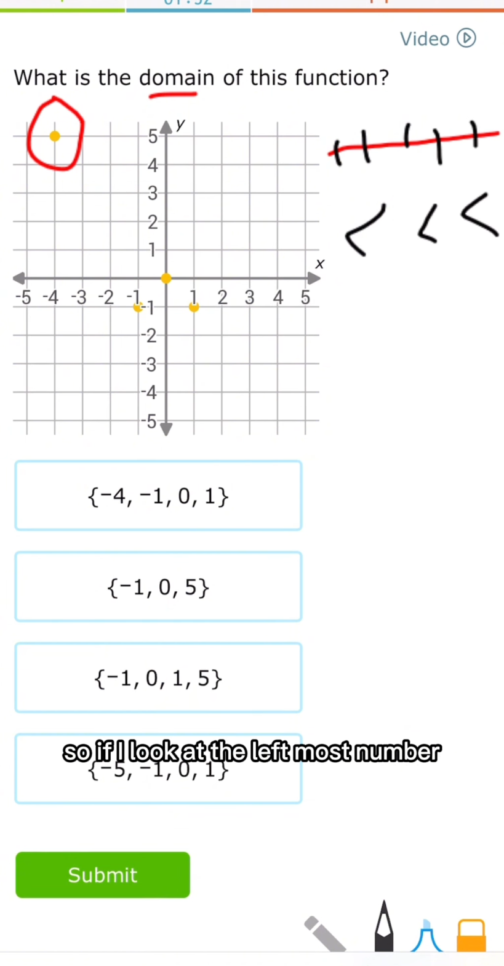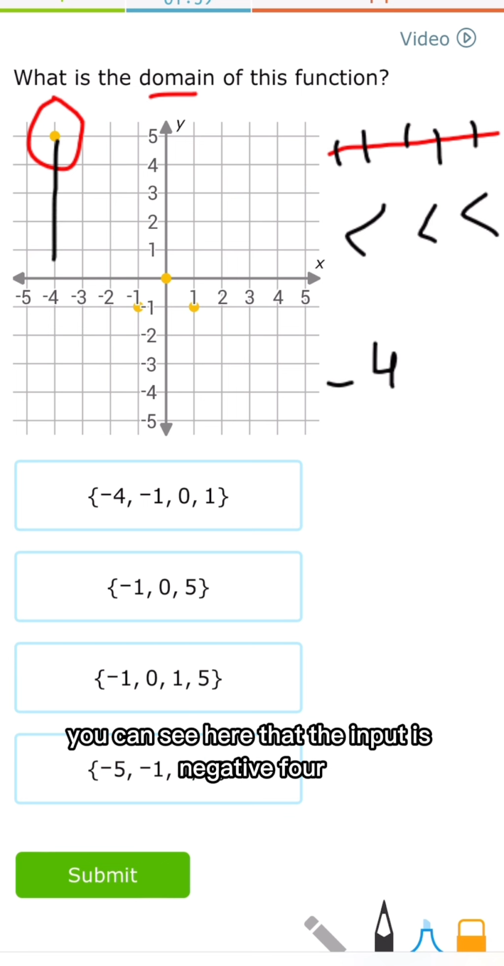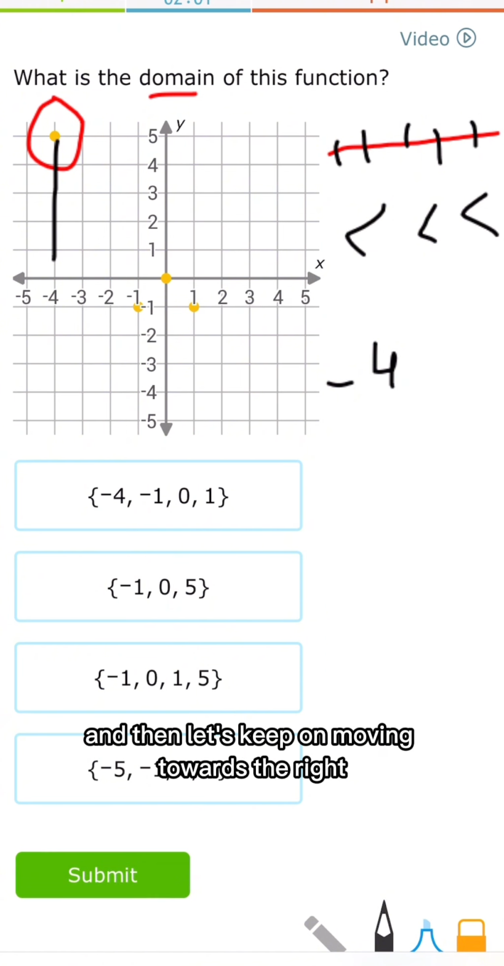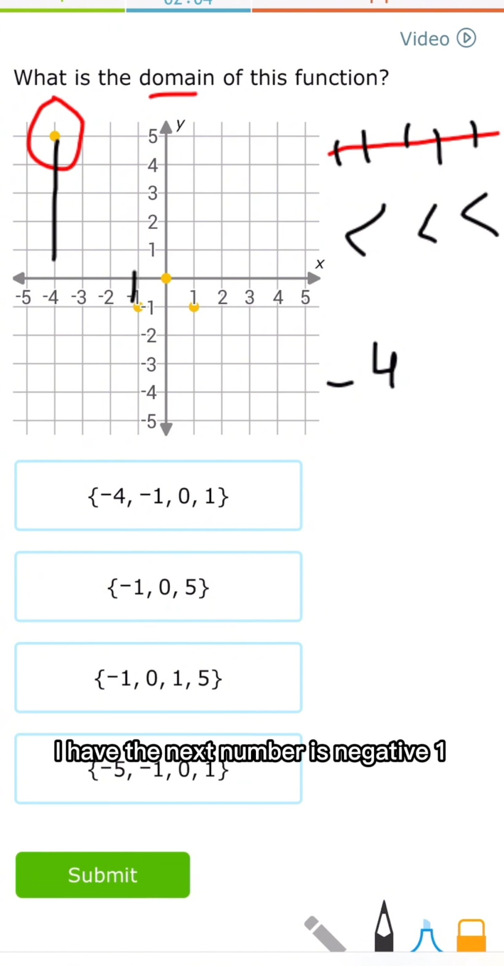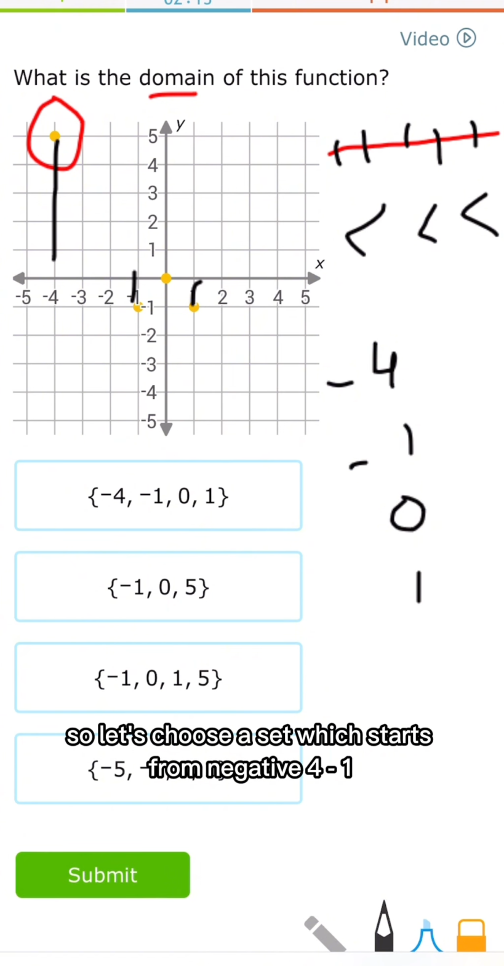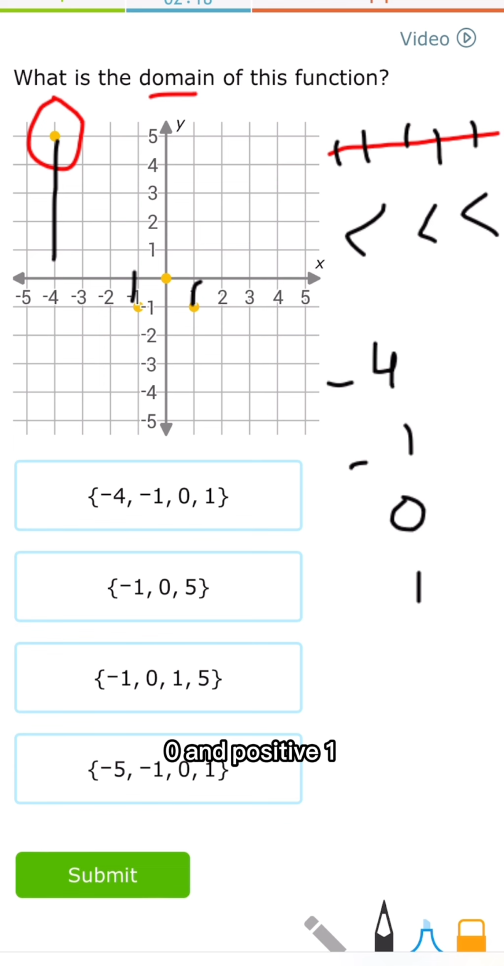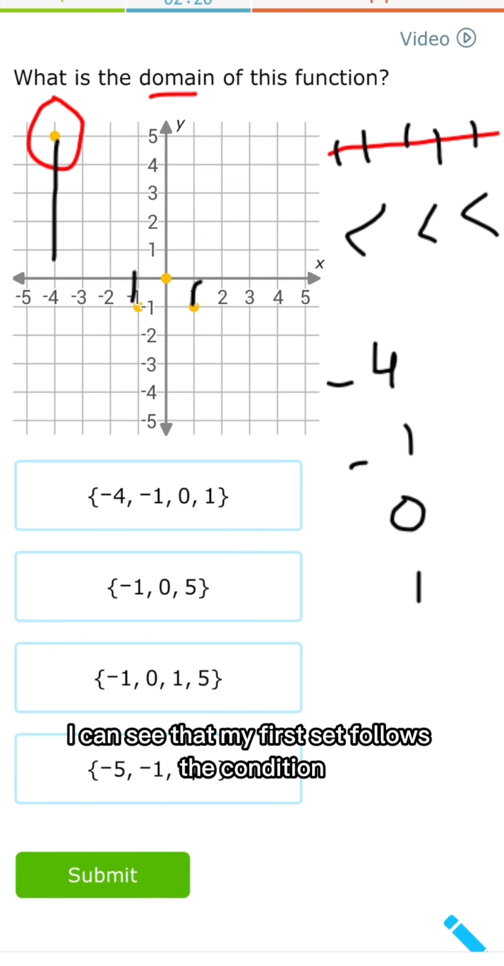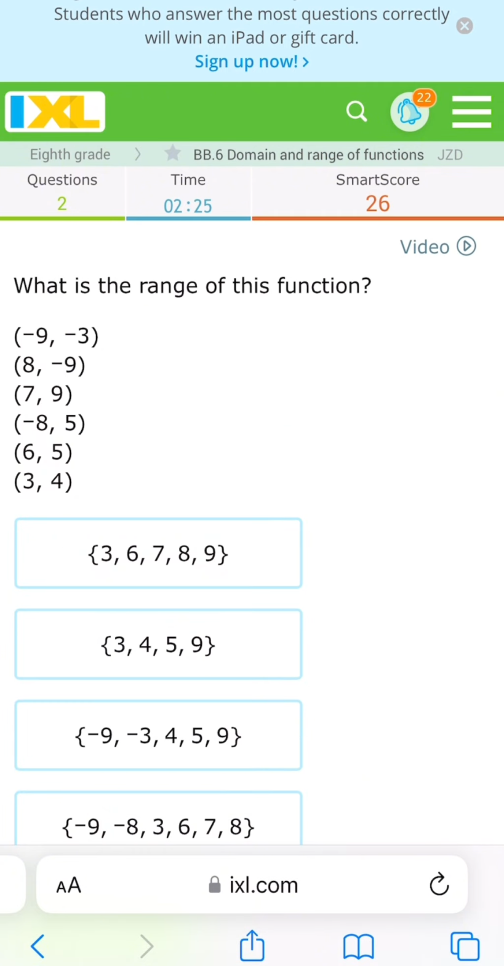So if I look at the leftmost number, that number is -4. You can see here that the input is -4. And then let's keep on moving towards the right. The next number is -1. Then I have 0. Then I have +1. So let's choose a set which starts from -4, -1, 0, and +1. I can see that my first set follows the condition and I can submit that.